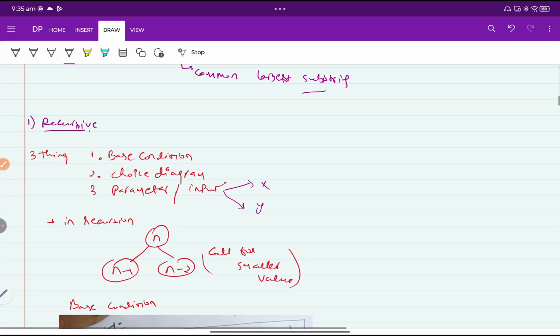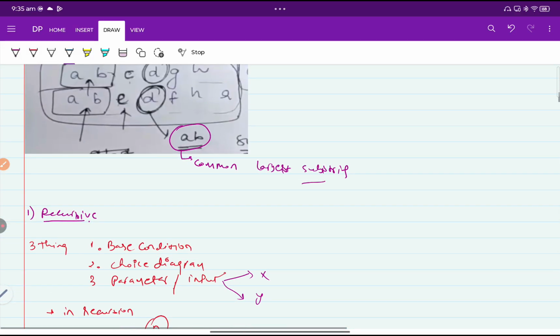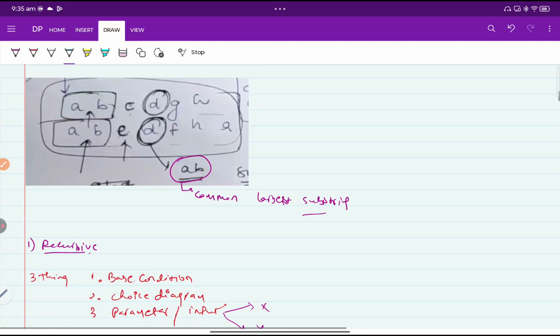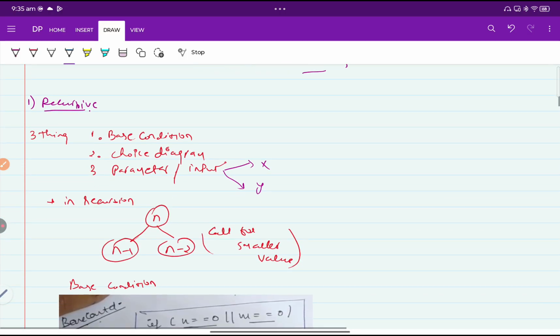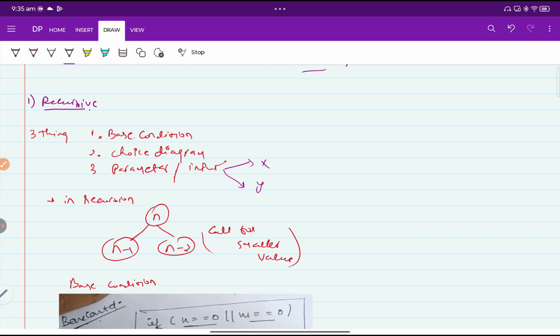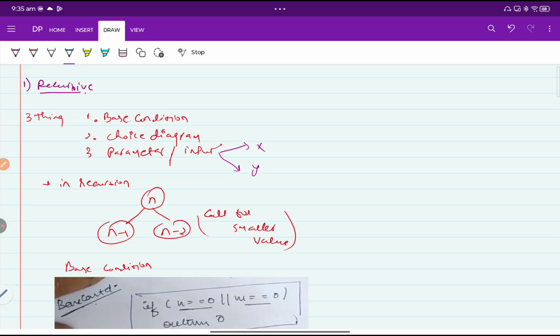Now that we understand the problem statement, we discuss how to solve it with recursive code. In recursion there are three things: first the base condition, second the choice diagram, and third the parameters. Here the parameters are the two input strings, string x and string y.